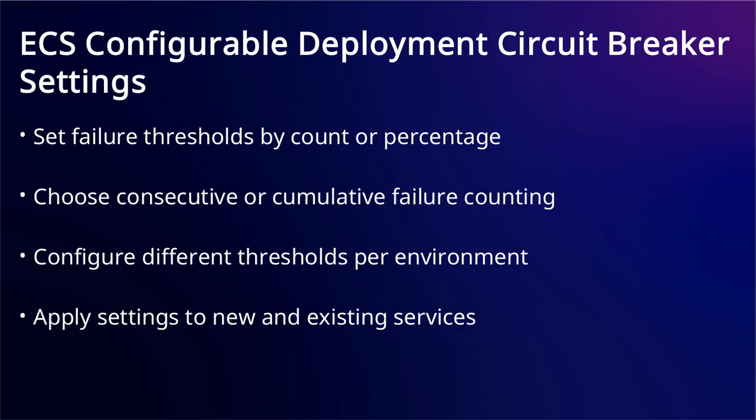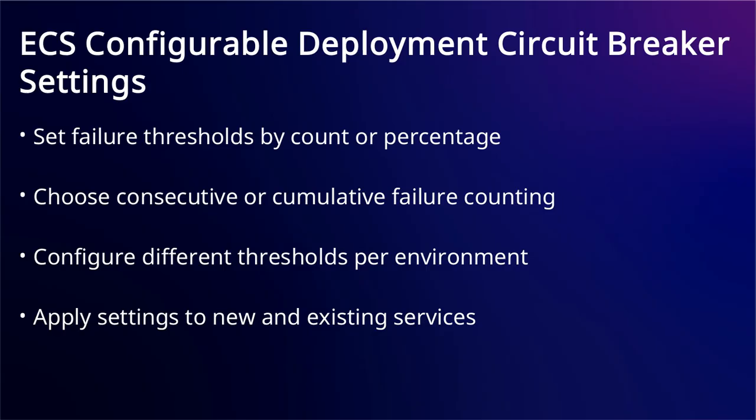When you deploy container services, you need precise control over when deployments fail and roll back. Different applications have different startup patterns and failure tolerances, but default circuit breaker settings may not match your needs. This can cause premature rollbacks for applications with expected startup failures or delayed rollbacks for applications that should fail fast.